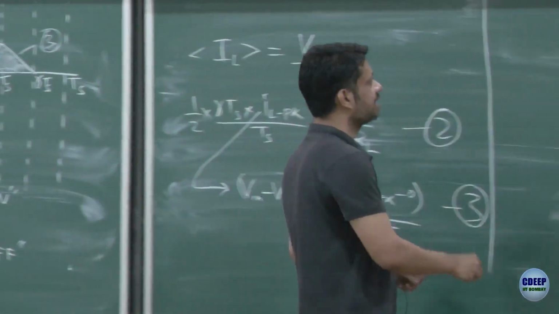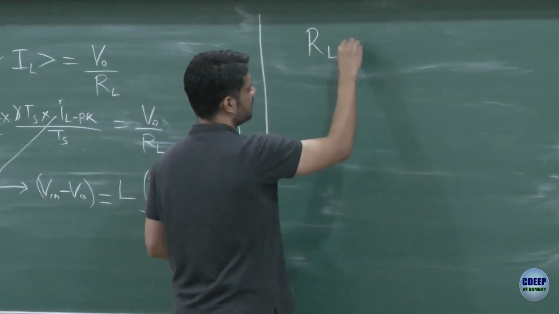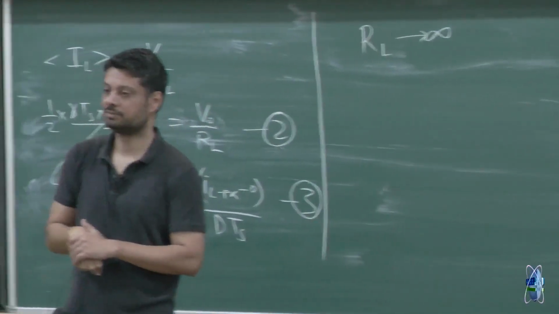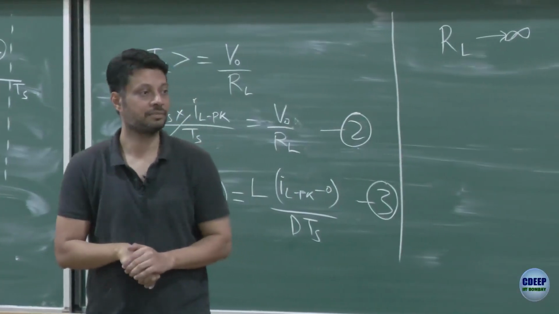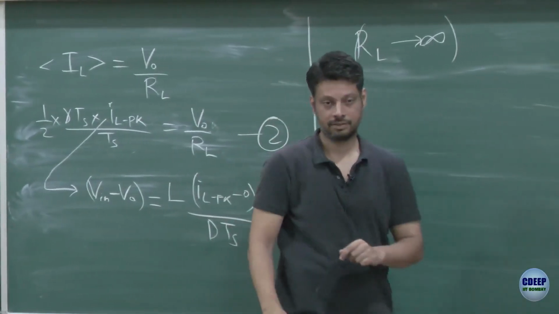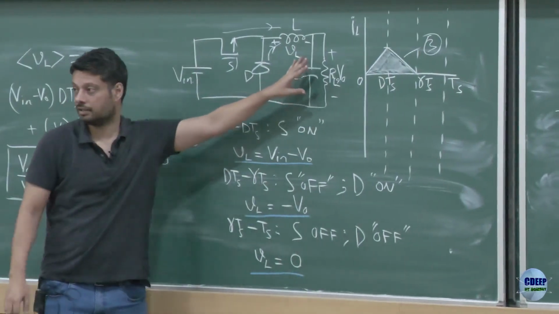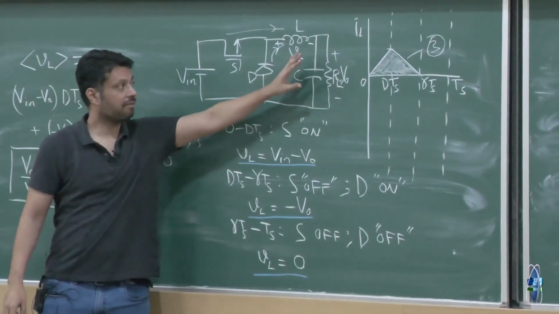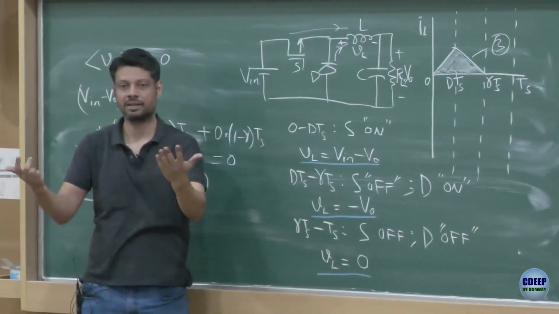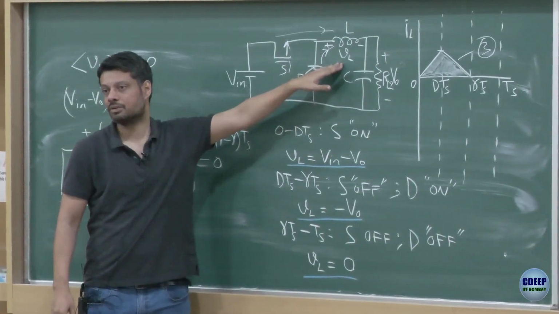Okay, then let's come to the interesting question. What would happen if your load resistance approaches infinity? That is the question. If load resistance approaches infinity, the average current will become almost 0, assume it's open. That means this average current must also be equal to almost 0.